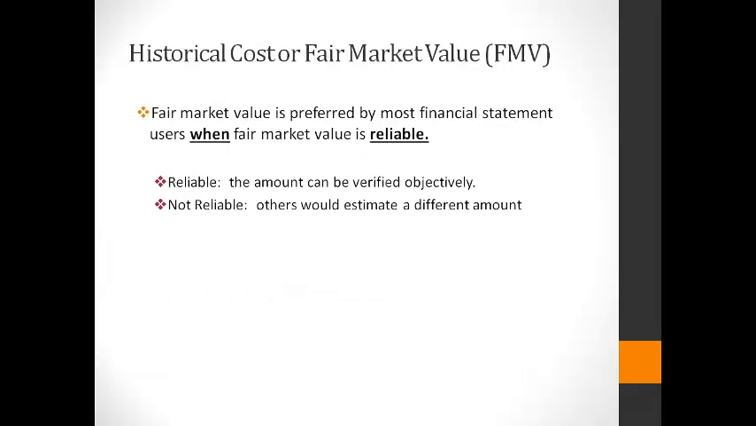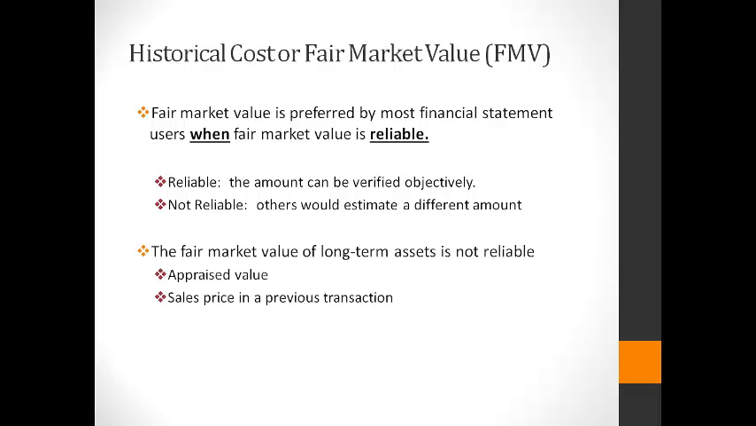Reporting assets at fair market value is preferred by most users of financial information when fair market value is reliable. Reliable means the amount can be verified objectively and more than one person would arrive at the same amount. A value is considered not reliable when people would arrive at different amounts. There is currently no reliable method used by accountants to determine the estimated fair market value of long-term assets, and fair market value is often situationally specific.